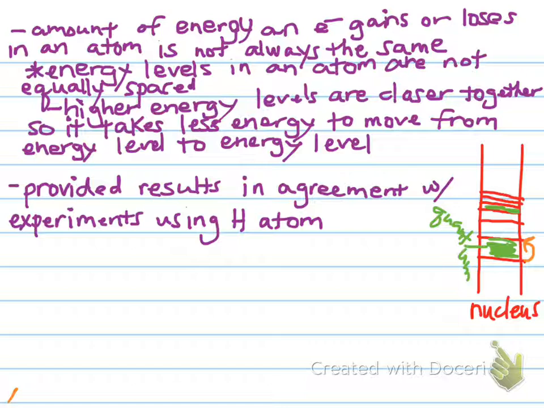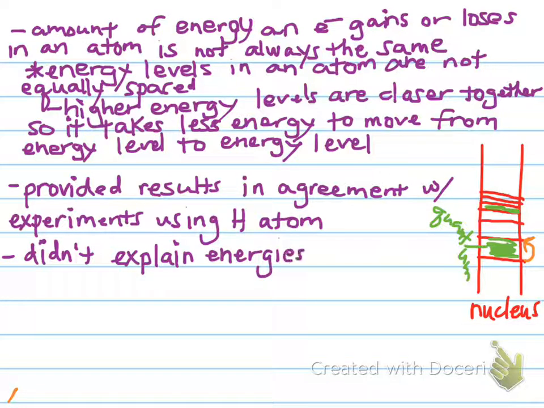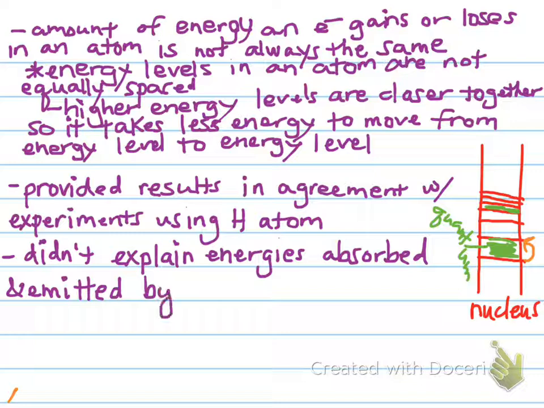Okay? The problem with Bohr's model, okay, is that it didn't explain the energies absorbed, because you have to absorb energy to move to a higher energy level, and emitted, because you have to emit or give off energy to jump from a higher energy level back down to a lower one, by atoms with more than one electron.